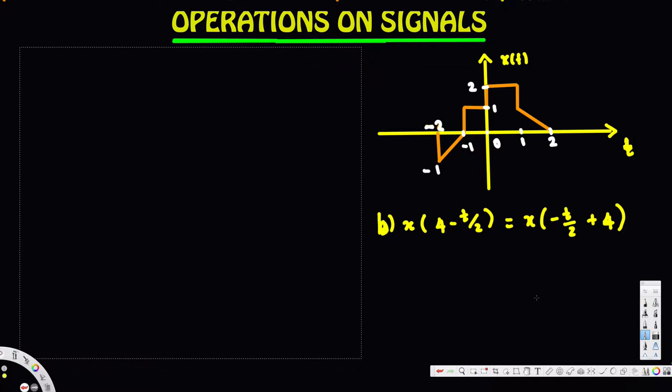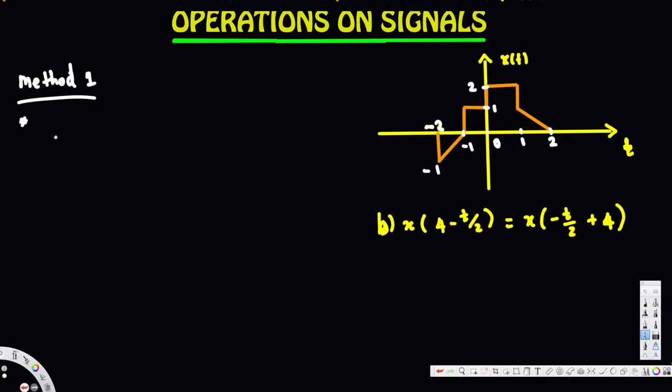Now we are going to draw the signals based on this expression. Okay, our original signal x of t versus t is given. Now let's see how we can do this. There are two methods you can use. Let's look at the methods. Method one: first, we can shift it 4 units because it's plus 4. So we can shift like x of t plus 4 first.